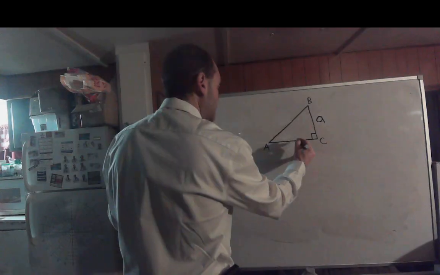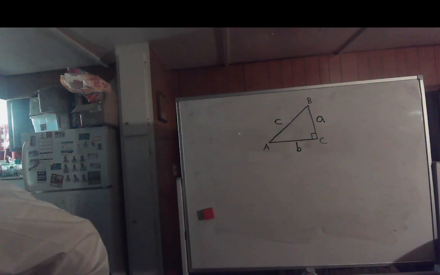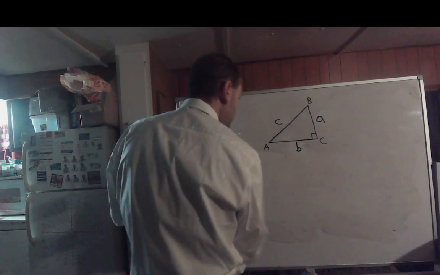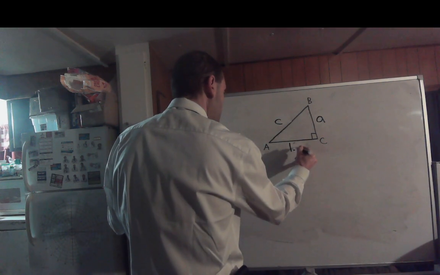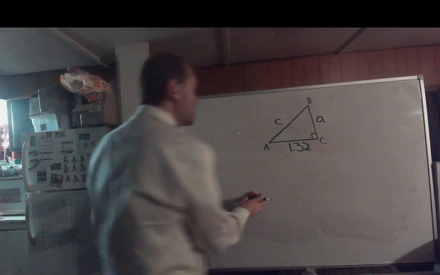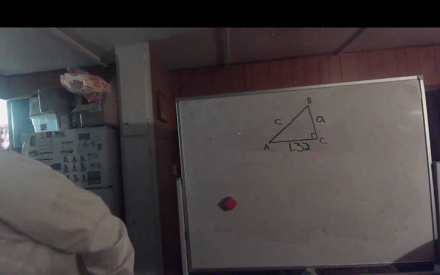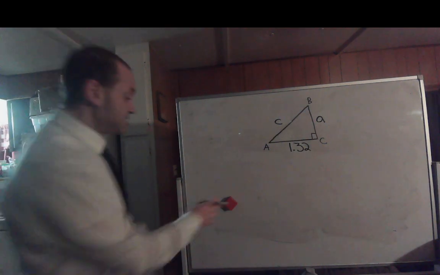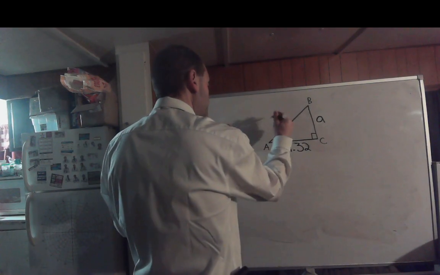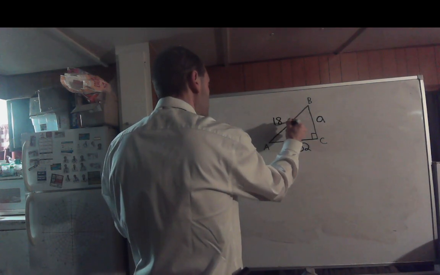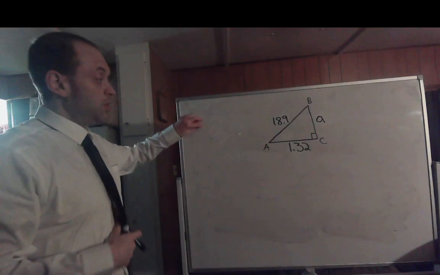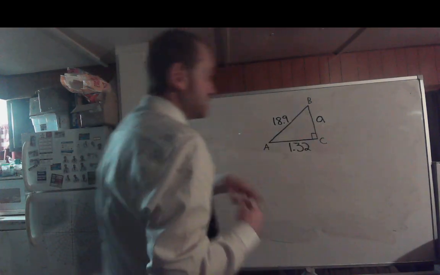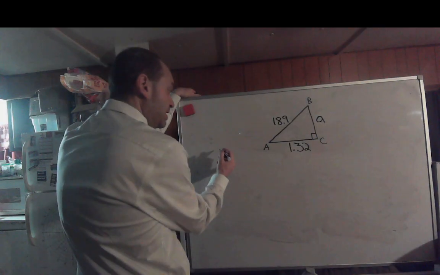So let's see, here's side B, here's side C. What do we got this time? So side B has a length of 1.32. And then side C has a length of about 18.9. So this is going to be fun. Well, we need to use the Pythagorean theorem to find side A first, since we don't know any of the angles.